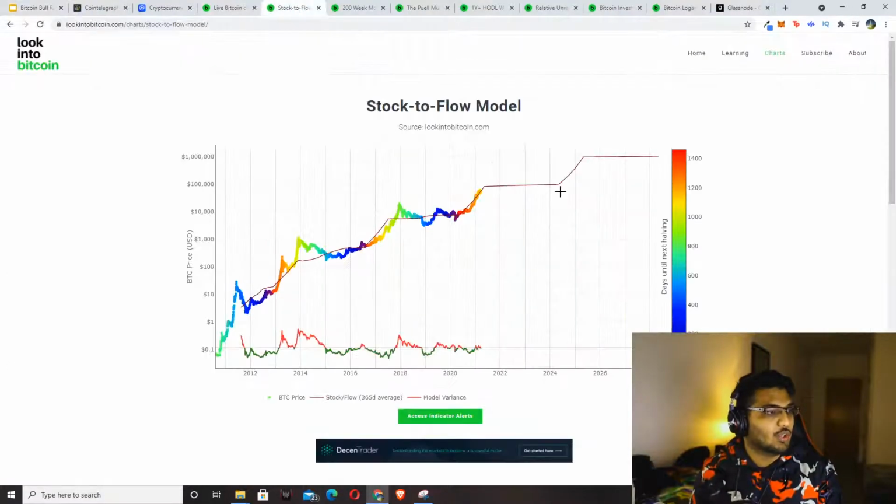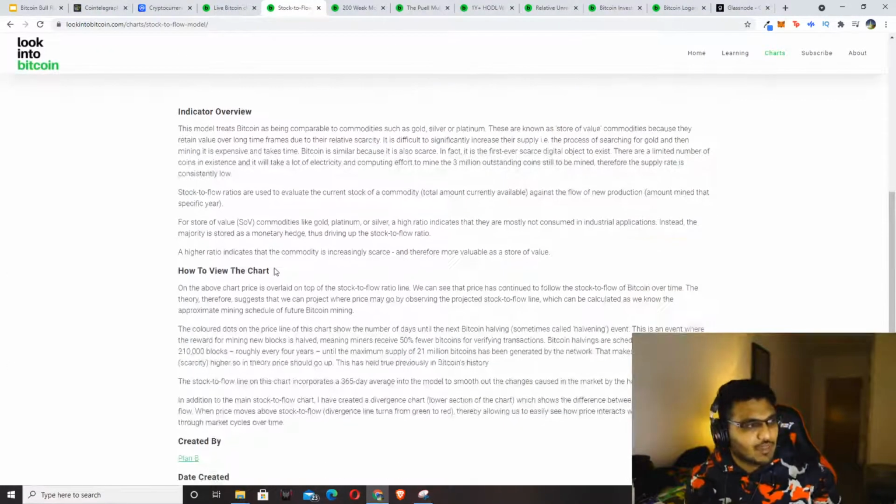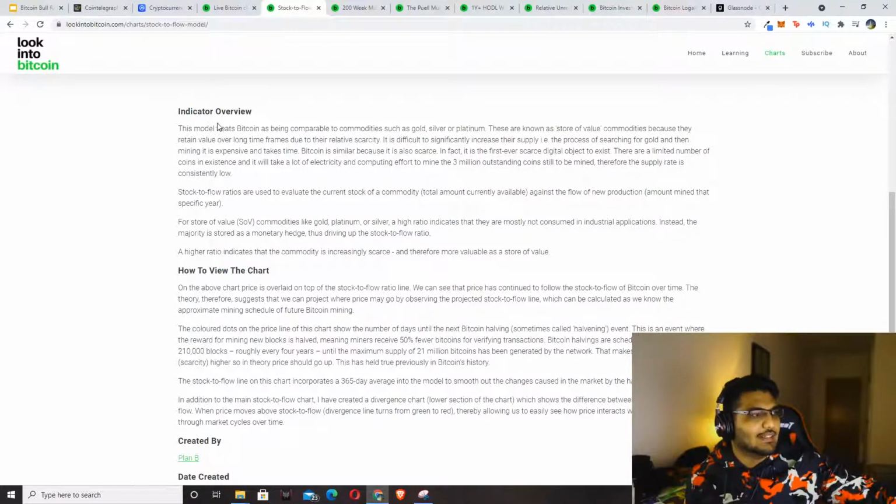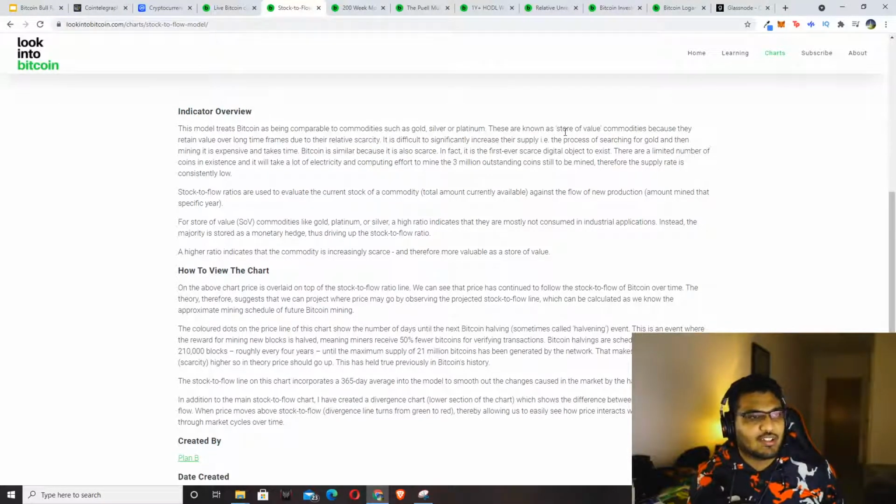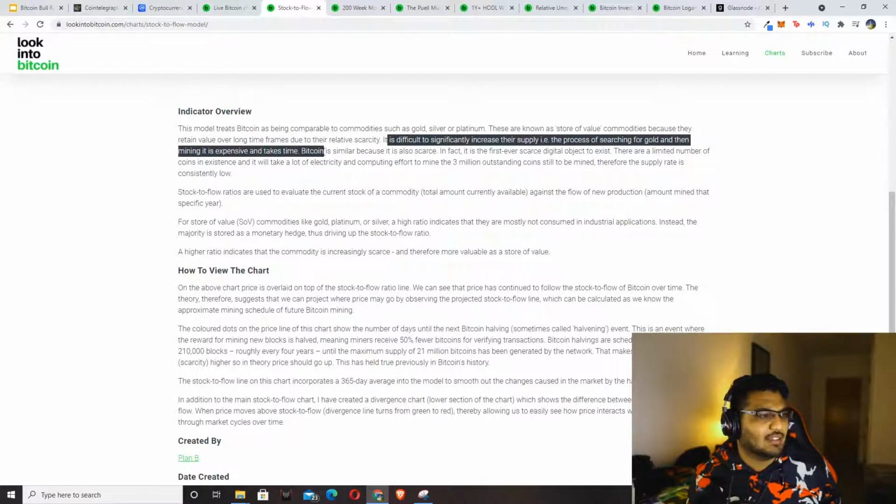Bitcoin. So if we go here to the stock to flow model, I'll read the indicator overview. This model treats Bitcoin as being comparable to commodities such as gold, silver, or platinum. These are known as store of value commodities because they retain value over long time frames due to their relative scarcity. So gold, silver, platinum are known as scarce assets. It is difficult to significantly increase their supply, i.e. the process of searching for gold and then mining it is expensive and takes long.